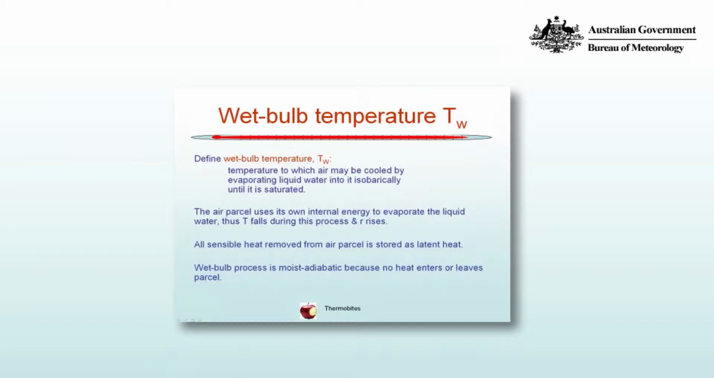The air parcel uses its own internal energy to evaporate the liquid water, so U decreases over time, and hence T decreases as well. But because we're driving evaporation, the amount of water vapour is increasing, so r increases, and therefore T_d increases as well. So the temperature and the dew point temperature converge on this value known as the wet bulb temperature.